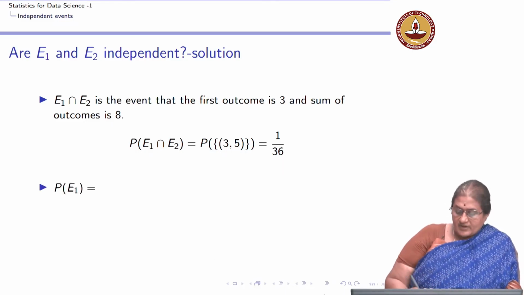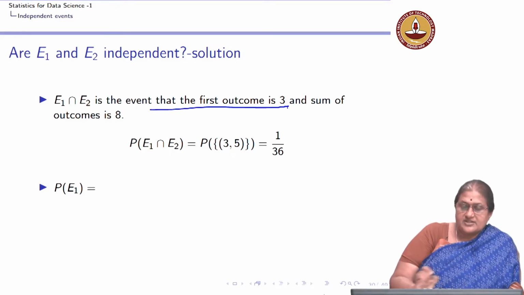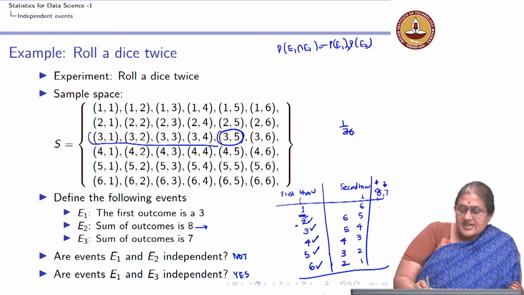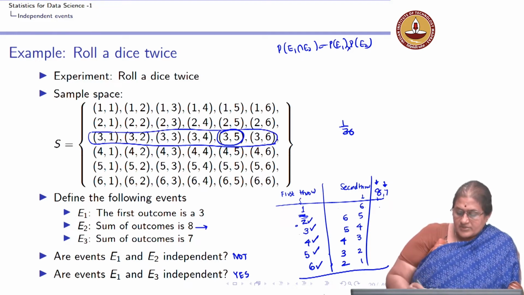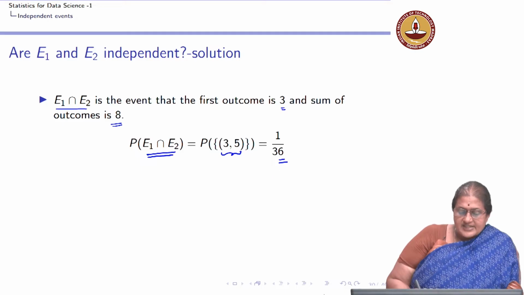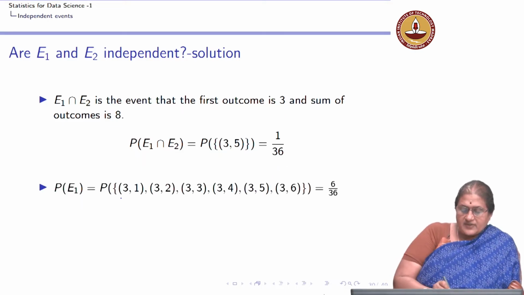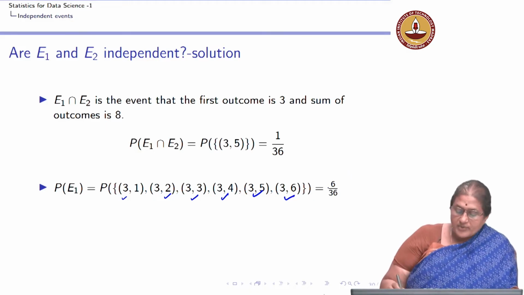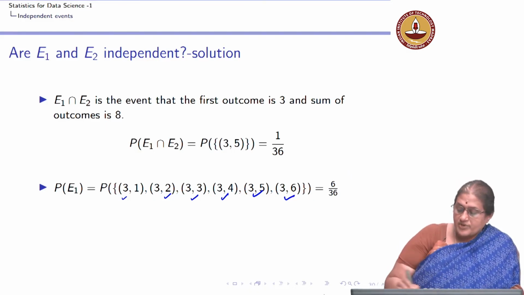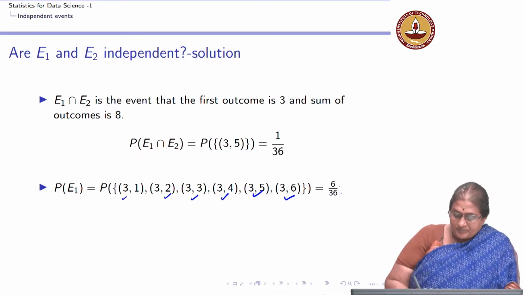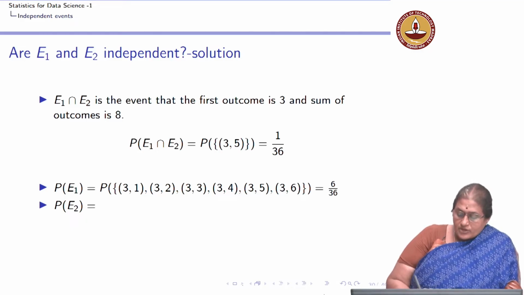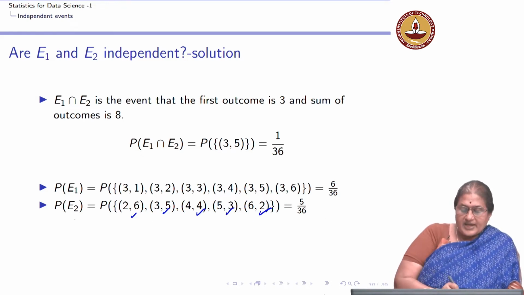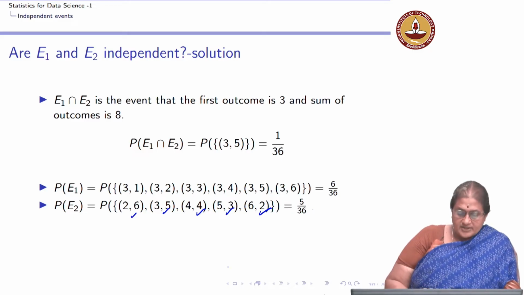Now, probability of E1. E1 is the event that the first outcome is a 3. Again, we saw that the first outcome being a 3 has these 6 outcomes. The outcomes of the E1 event are going to be 3 1, 3 2, 3 3, 3 4, 3 5 and 3 6. Again, using that all of them are equally likely, I get probability of E1 is 6 by 36. Probability of E2, where the sum of outcomes is an 8, we also saw that there are 5 outcomes which give an outcome of 8. Hence, probability of E2 is equal to 5 by 36.